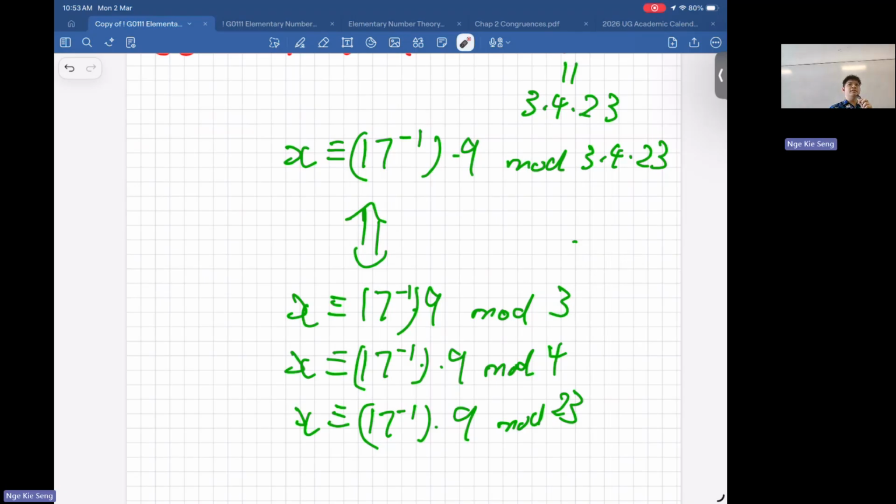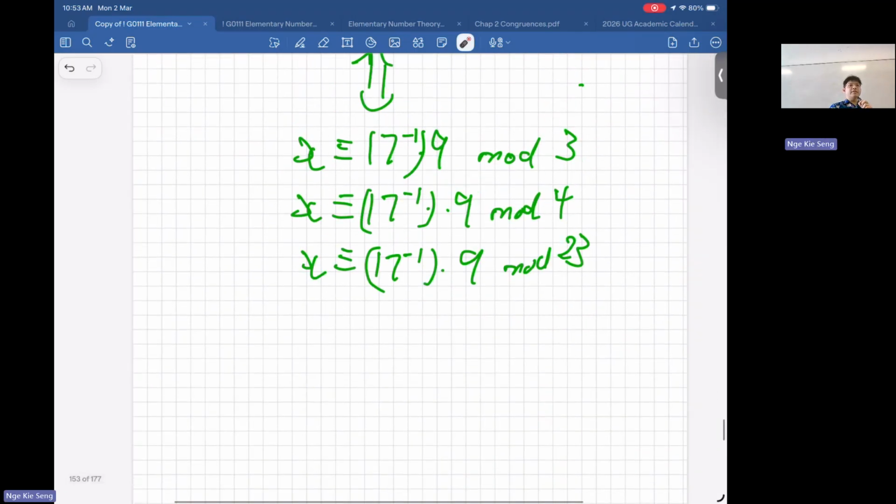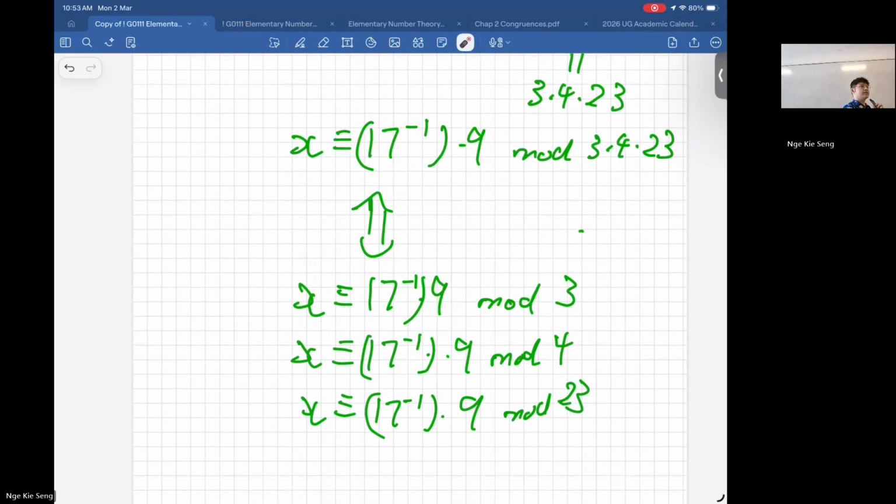Does it make sense? Any question before we proceed? You can continue and go back and compute this. I'll give you a solution so you can check your answer. Any question before we take a break on the Chinese remainder theorem? If no question, we will break until 11:04.